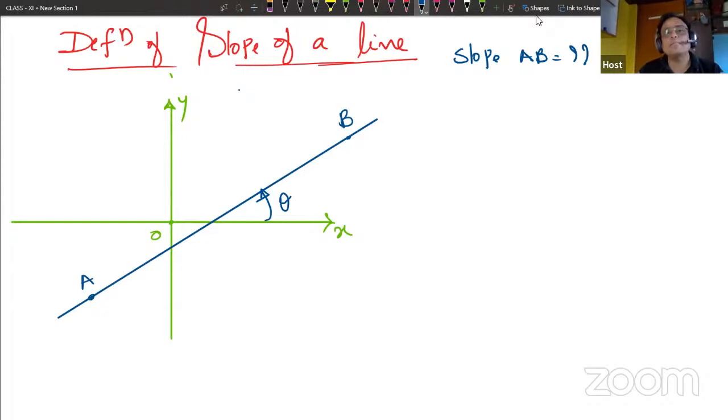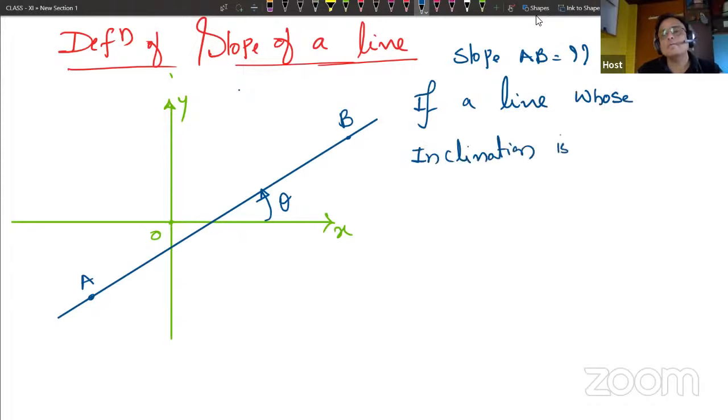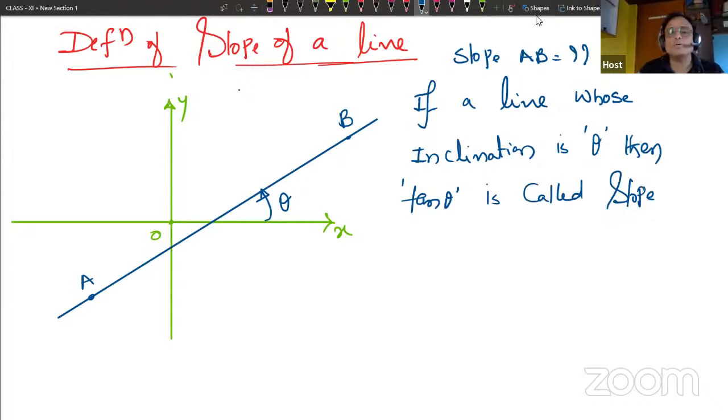So if a line has inclination theta, then the tangent of that inclination, tan theta, is called the slope of the line.